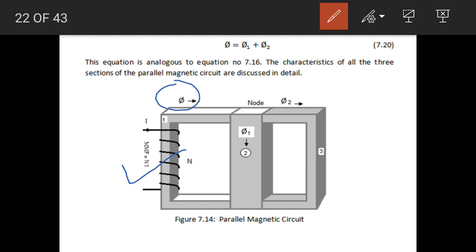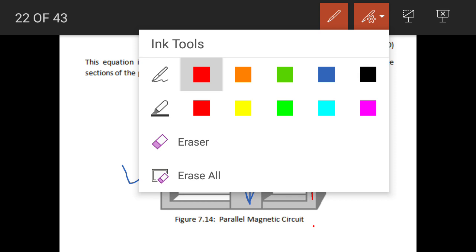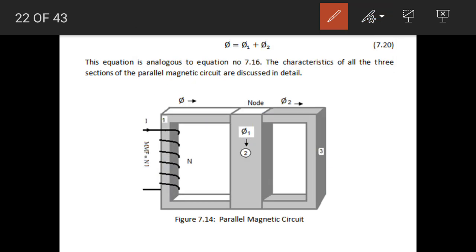We have got a node over here. So the total magnetic flux divides into two parts at this particular node. The magnetic flux in material number 2 is represented by phi 1, and the magnetic flux in material number 3 is represented by phi 2.